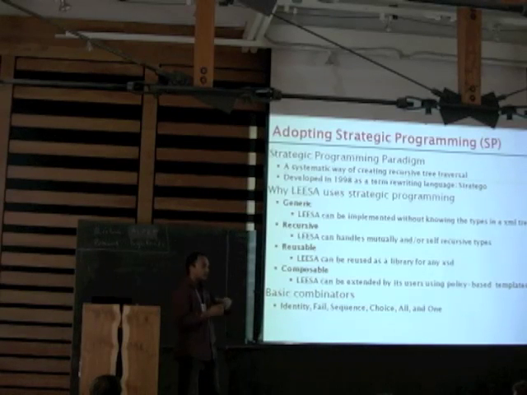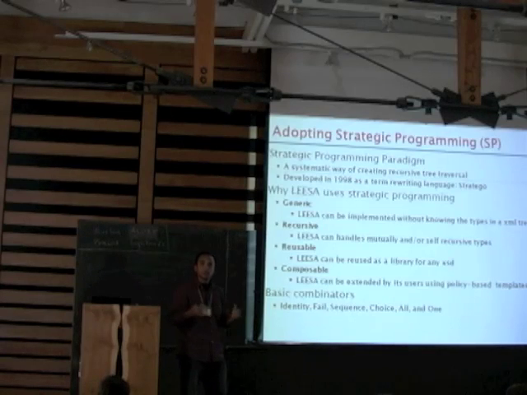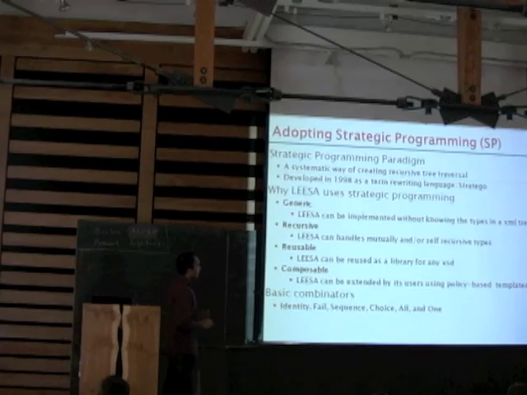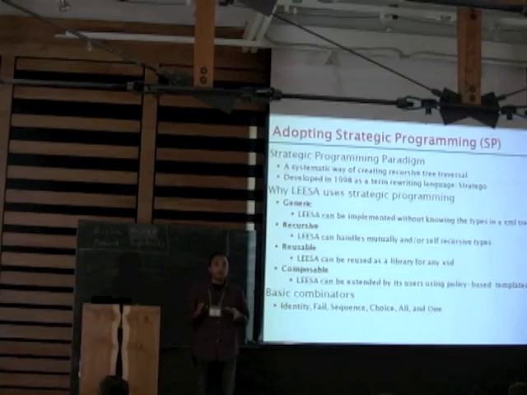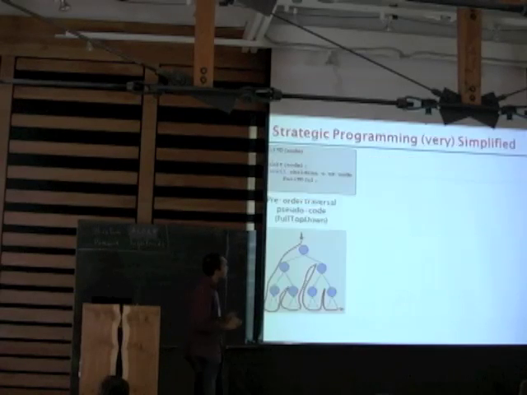Reusable: you can ship Lisa as a reusable library. It will work with any schema. And it's composable. You can have larger and larger, rather complicated recursive traversals from smaller elements. And these are basic combinators in terms of strategic programming that allow you to create these nice traversals. I'm going to just do a depth first traversal of the entire tree as an example here. I'm going to skip these details.